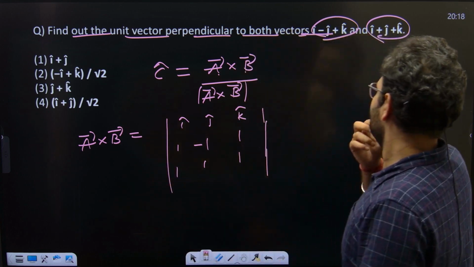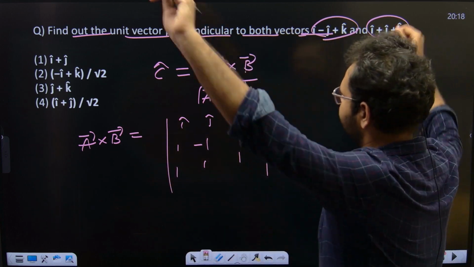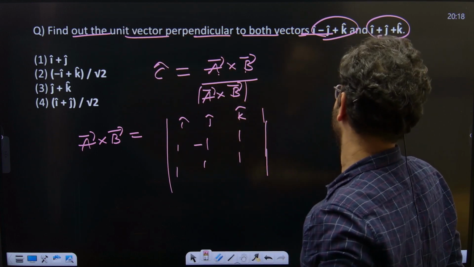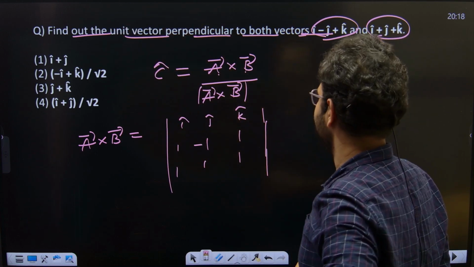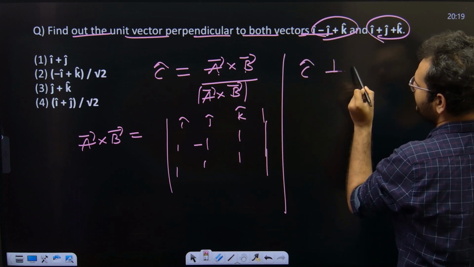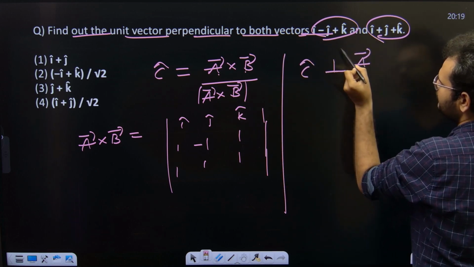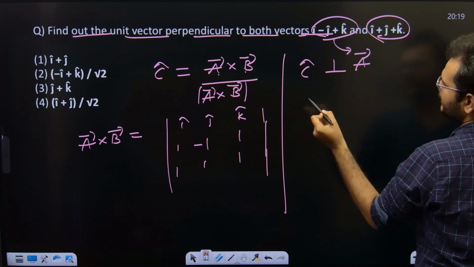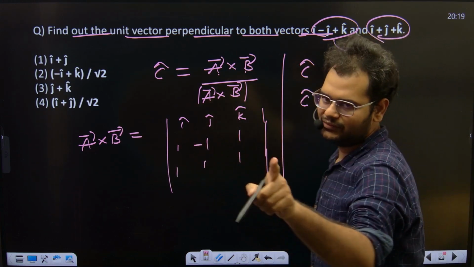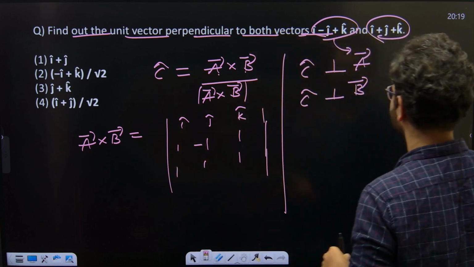Okay, I will tell you shortcut. Sir, is there any shortcut? Yes, there is a shortcut. Let me discuss. What they are saying is that this unit vector is perpendicular to this A vector, and this vector is also perpendicular to B vector. See, this is normal method I have discussed that you can solve. I will discuss ninja technique. Okay.